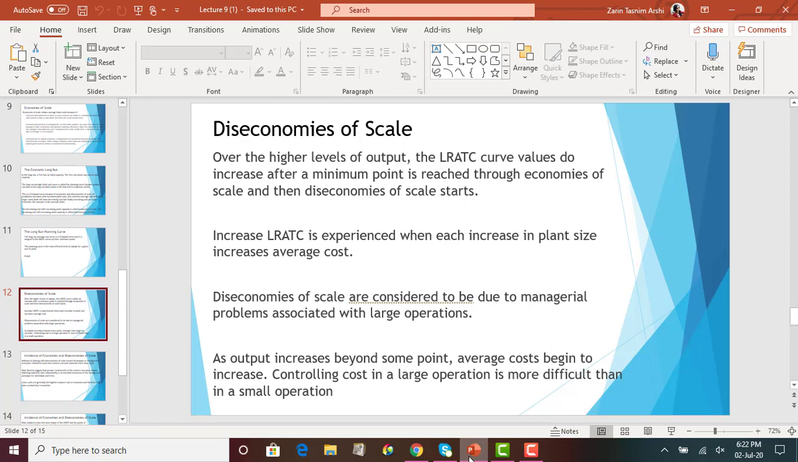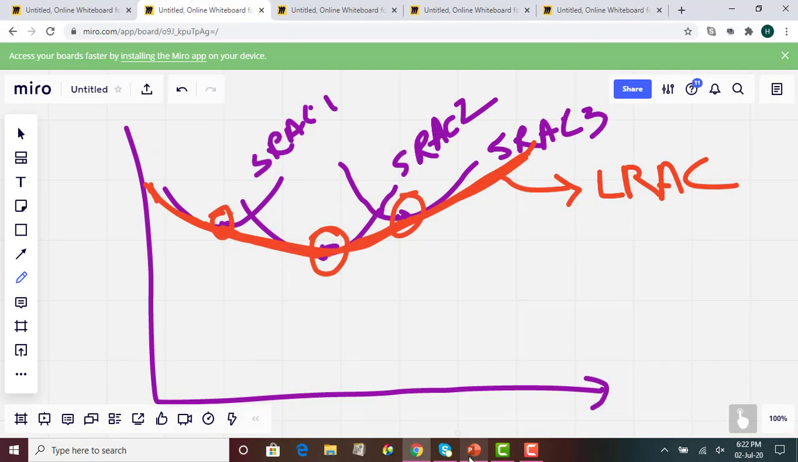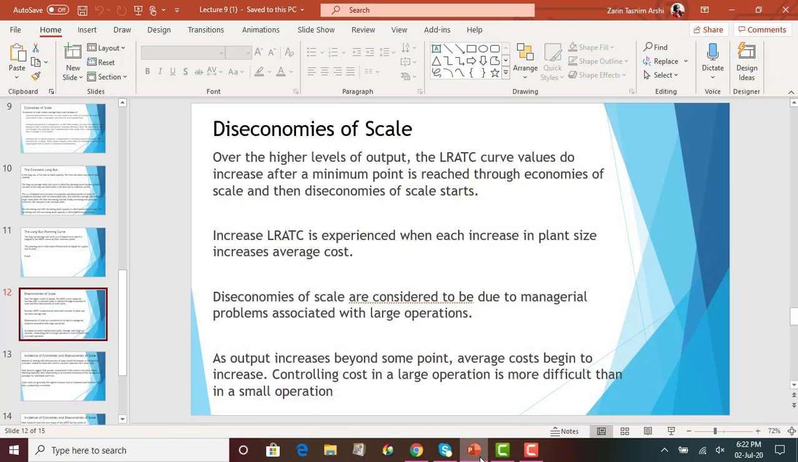Okay, so focusing on these diseconomies of scale, over the higher levels of output, the long run average cost curve values do increase after a minimum point. So again, look at this. After this point, it starts going up with output. As output goes up, your long run average cost also starts going up. Okay, and that is represented by these diseconomies of scale. These diseconomies of scale mainly occur due to managerial problems associated with large operations. When we have problems with managing the employees, then we are faced with these diseconomies of scale.